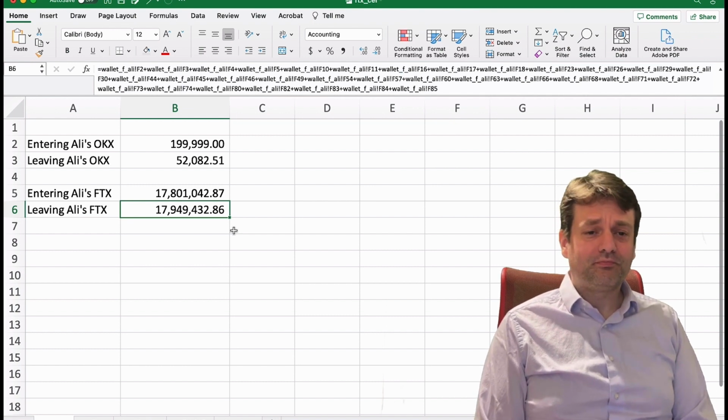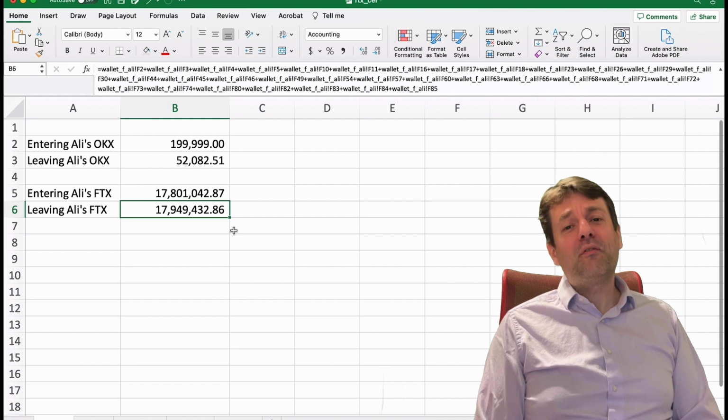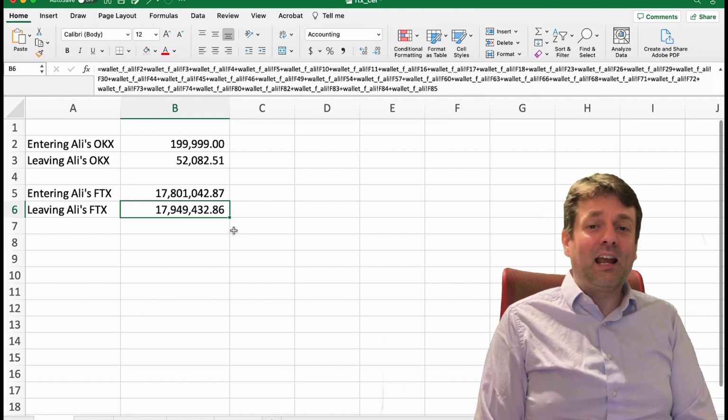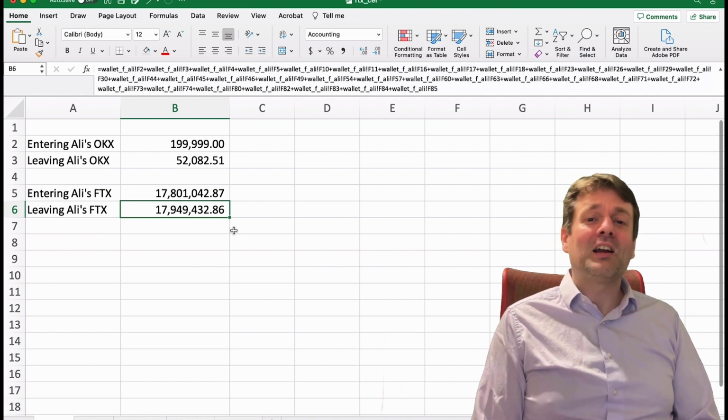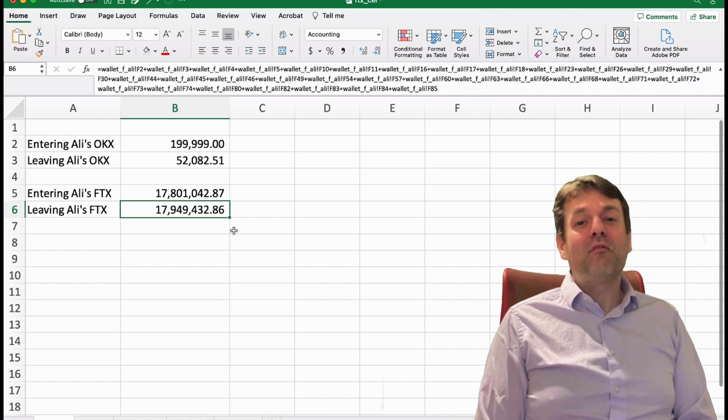Now, what was he doing on FTX? That is not something that I can see because it's a black box. Ali claims to have not sold.